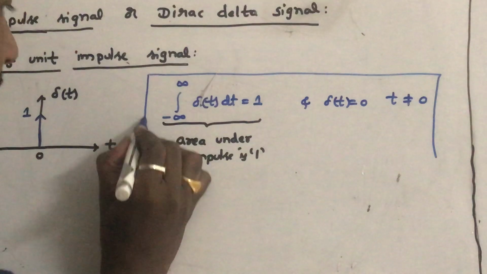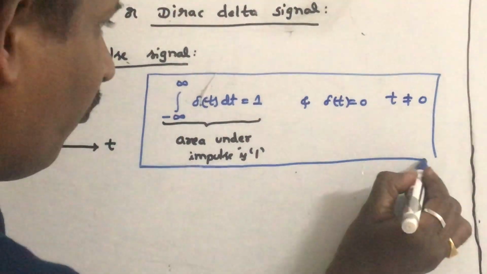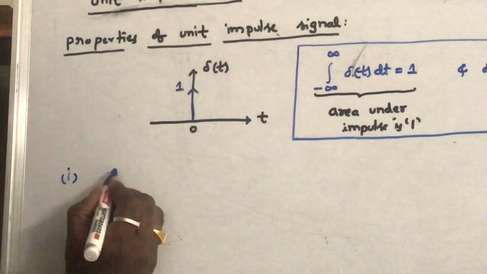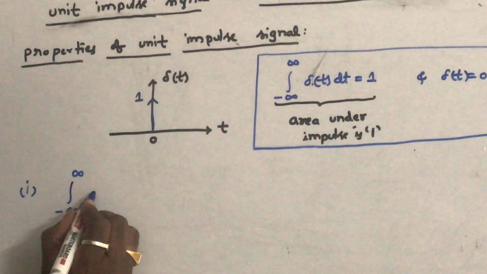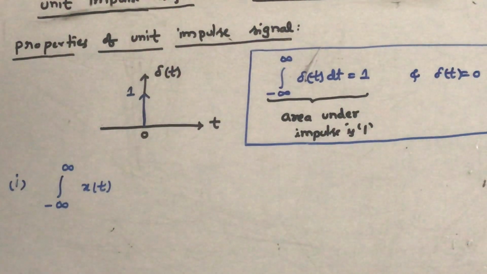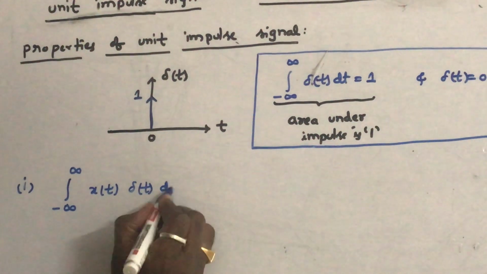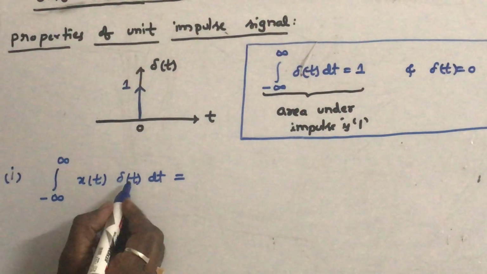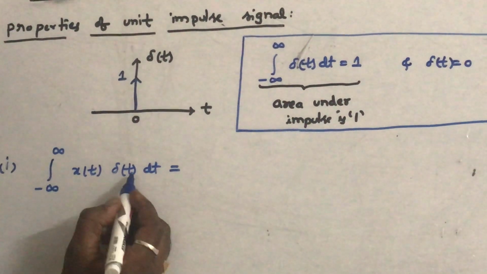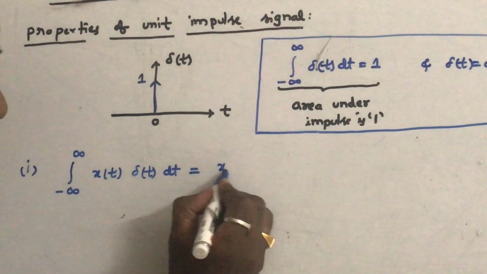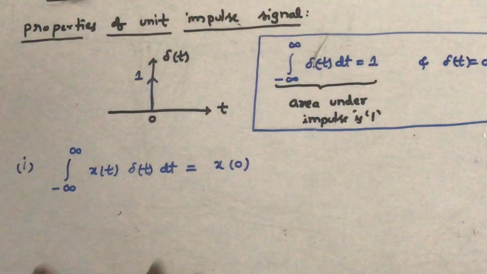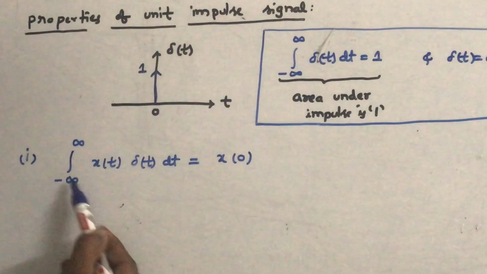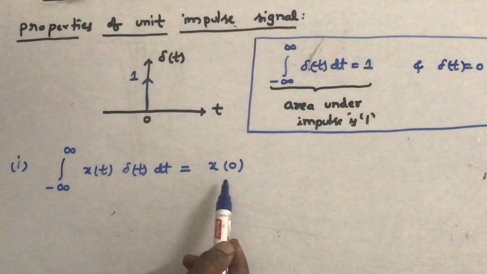Now in this session we will see the properties of the unit impulse signal. The first property is the integral from minus infinity to infinity of x of t times del of t dt. Take any arbitrary signal x of t and multiply it with the impulse del of t. What will be the area under this integral? Since the impulse exists at t equal to 0, simply substitute 0 here and it becomes x of 0. So the area under this function is simply x of 0.